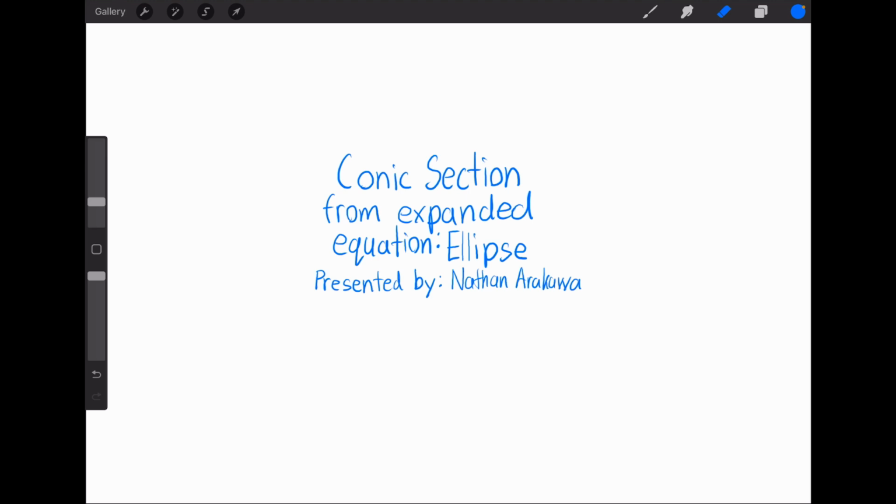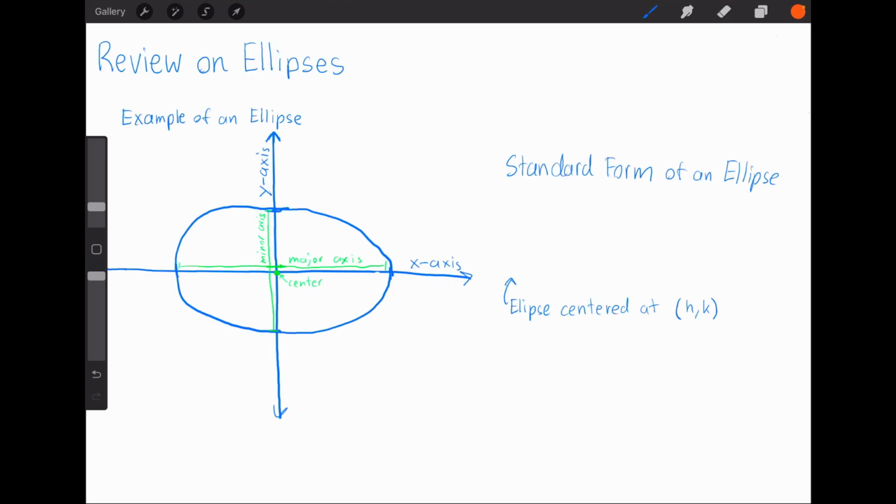In this video titled Conic Section from Expanded Equation Ellipse, I will be showing you how to transform a general conic equation into the standard form of an ellipse. Before I explain how to transform a general conic equation into the standard form of an ellipse, let us quickly review ellipses. In mathematics, an ellipse is a curve defined as the set of all points where the sum of the distances to two fixed points, also known as foci, is constant.